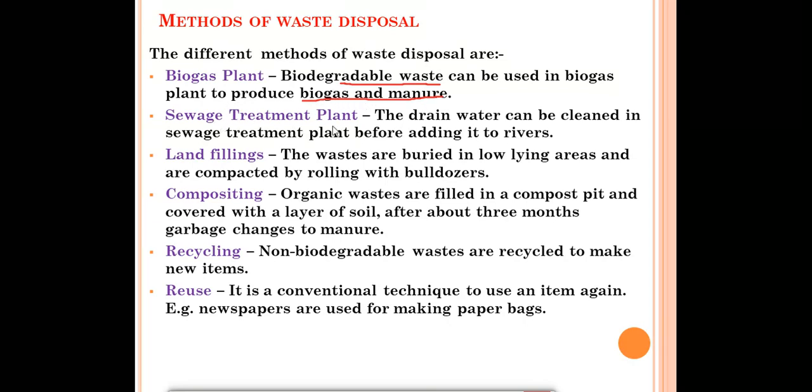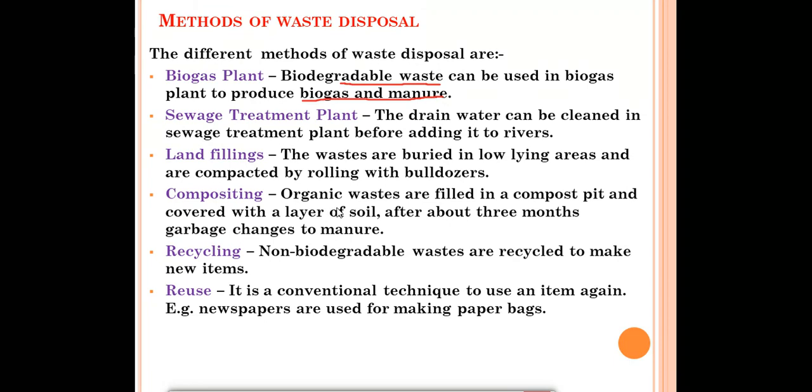Next, we have sewage treatment plant, STP. The wastewater can be cleaned in a sewage treatment plant before adding it to rivers. Okay, the water which is polluted is first treated in the sewage treatment plant. After that, it will be cleaned, and then it is given to the rivers. Landfilling. The waste are buried in low-lying areas and are compacted by rolling with bulldozers. Most of the waste are used for filling the lands. Okay, and after that they will be rolled by the bulldozers.